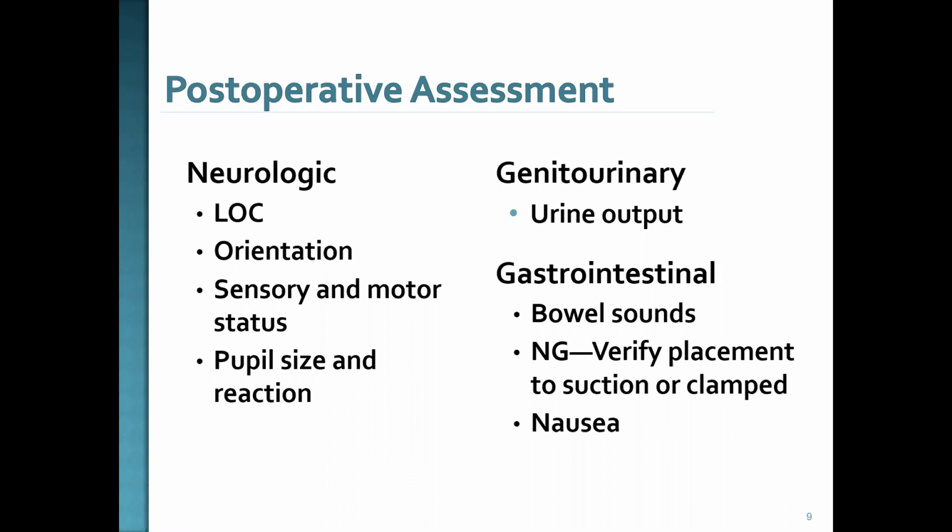Genitourinary assessment focuses on the urine output. A GI assessment includes bowel sounds, NG tube placement and drainage, and subjective reports of nausea from the patient. Remember that intake and output is also assessed to monitor fluid balance. Intake includes intraoperative fluids as reported by the anesthesia care provider. So be sure and check the IV. Output includes catheters, nasogastric tubes, and also wound drains.